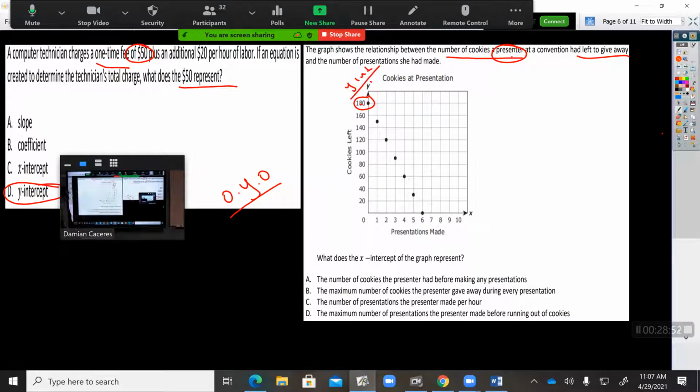But look at the question down here. The question says, what does the x-intercept represent? So first thing we want to do is circle that value that they're pointing us at. What is the x-intercept here? What number? 6 is the x-intercept. Now, does 6 represent cookies or presentations?